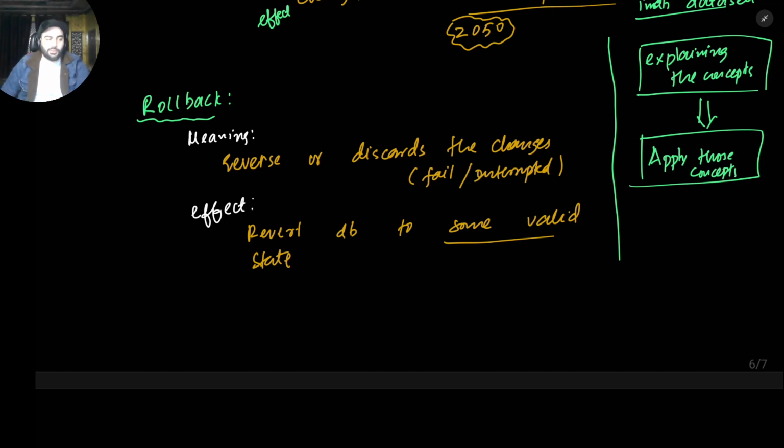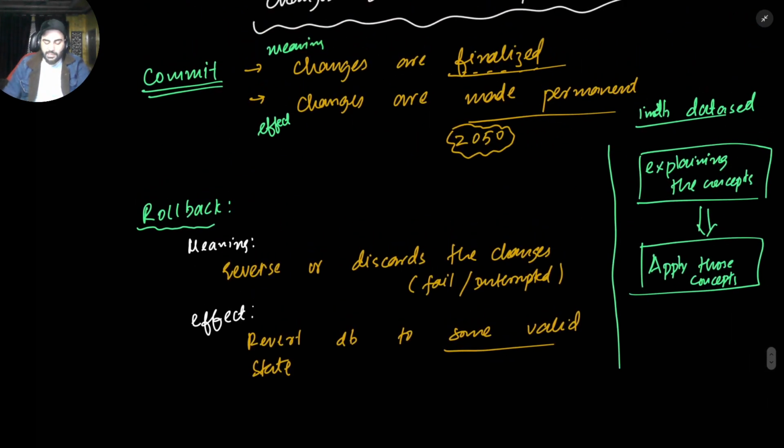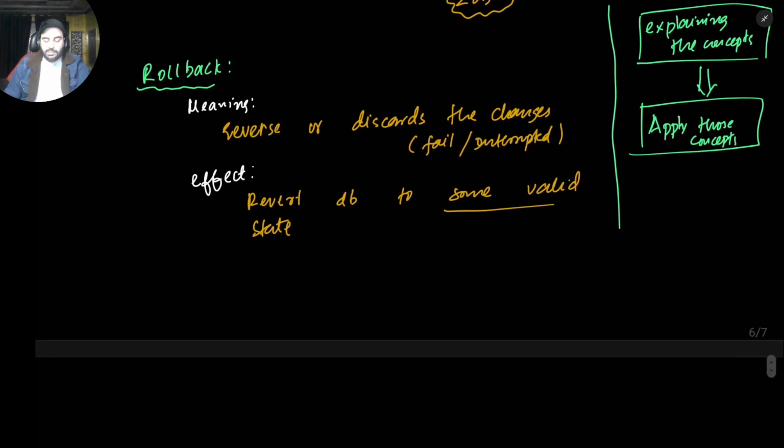So that is the meaning of this. So that's the effect of this. The meaning is that we are reversing or discarding the change. So what is the effect? That it will take the database from, let's say, a non-valid state because the transaction was interrupted, to the state where it was valid. So this is the other command that we will be using in the transactions.